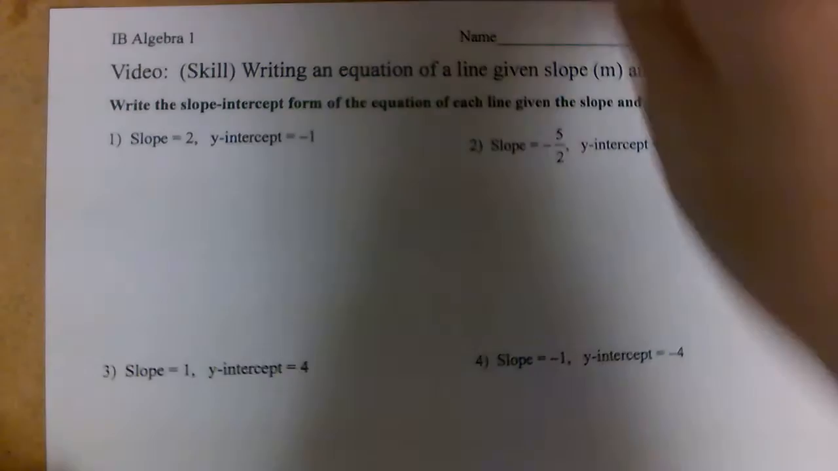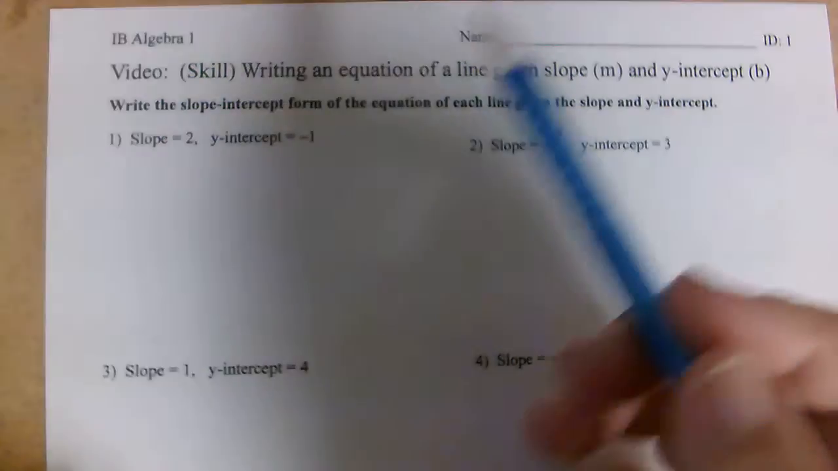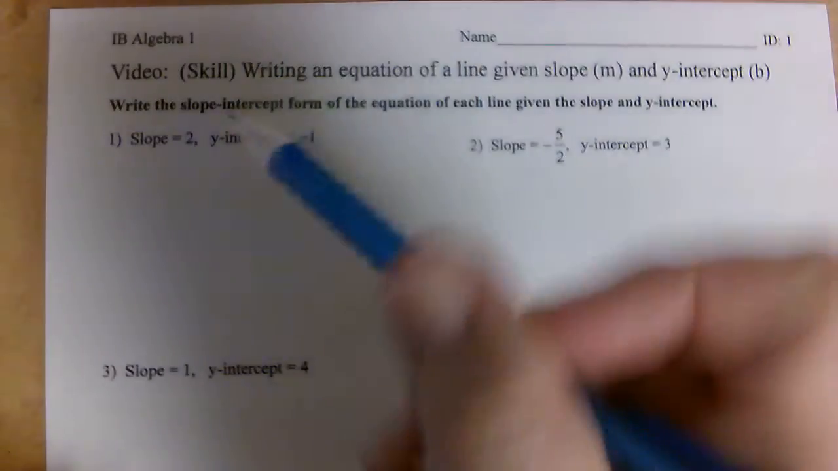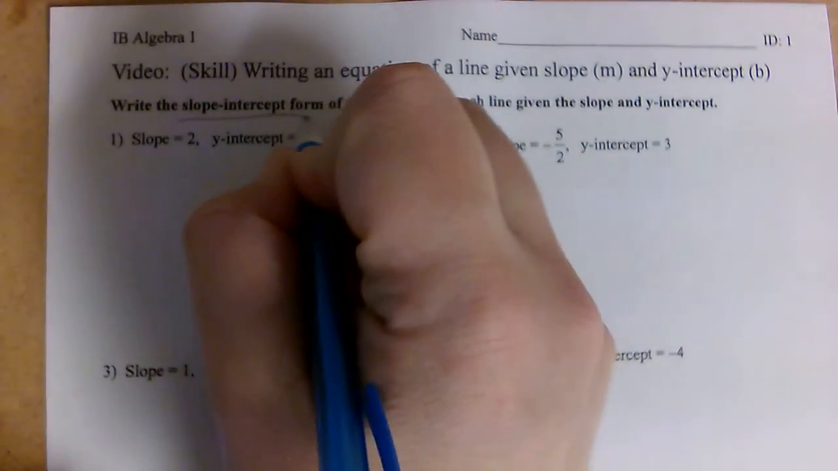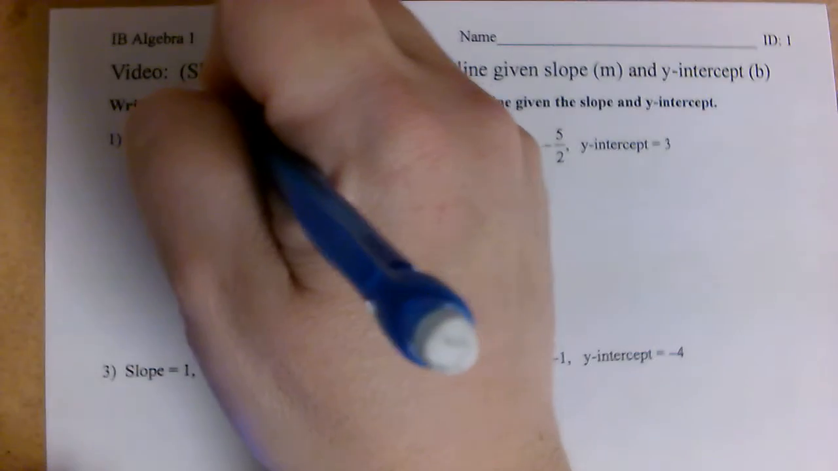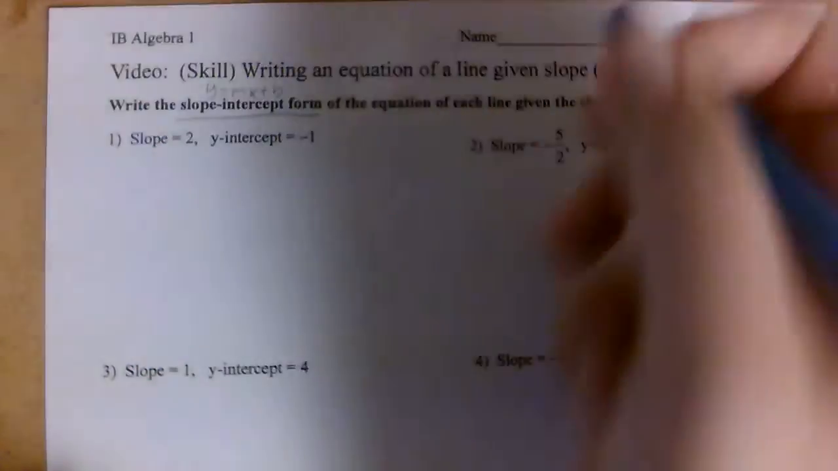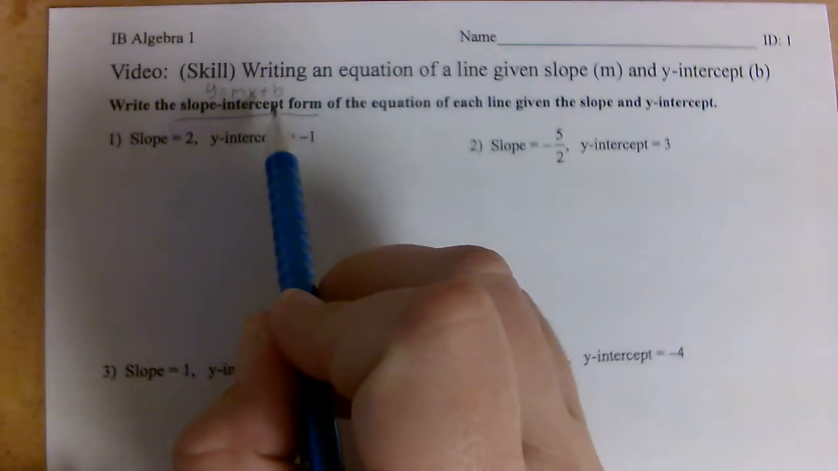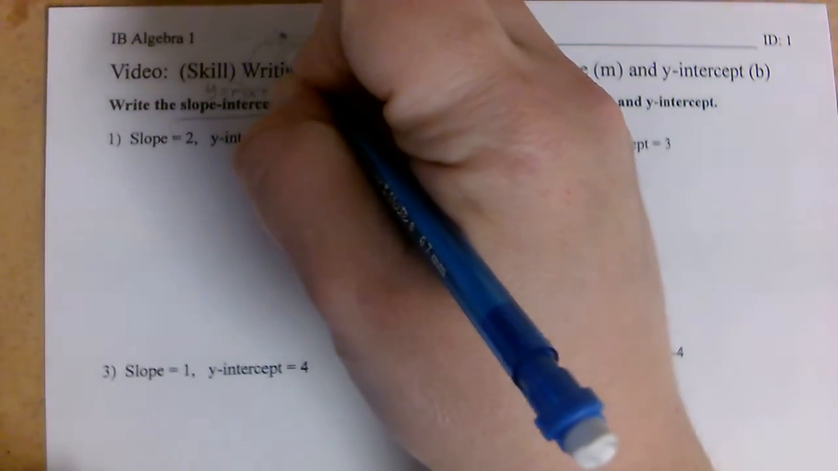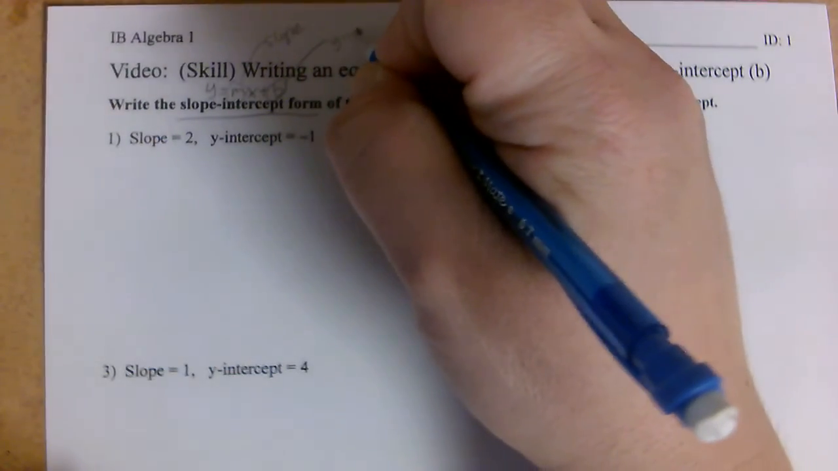So first thing we're going to do is take a look at what information we're being asked to do. The directions here say write the slope-intercept form. Let's underline that real quick. And remember that the slope-intercept form is y equals mx plus b. Anytime I see those directions, this is what my final answer should look like. The m is going to be my slope, and the b is going to be my y-intercept.